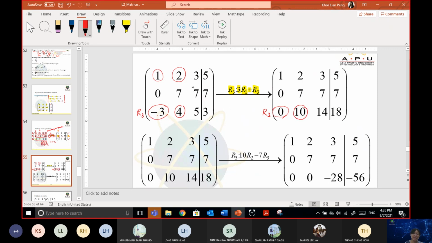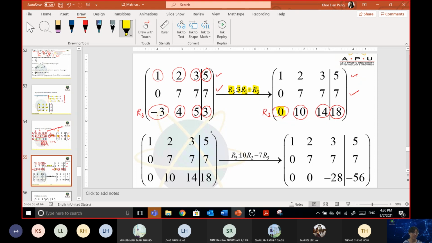Next, 3 times 3 is 9. 9 plus 5 is 14. Next, 3 times 5 is 15. 15 plus 3 is 18. So we get 18. The operation is conducted on the third row, so the first and second rows still remain. And the purpose of the row operation we conducted just now is to make this become a 0.